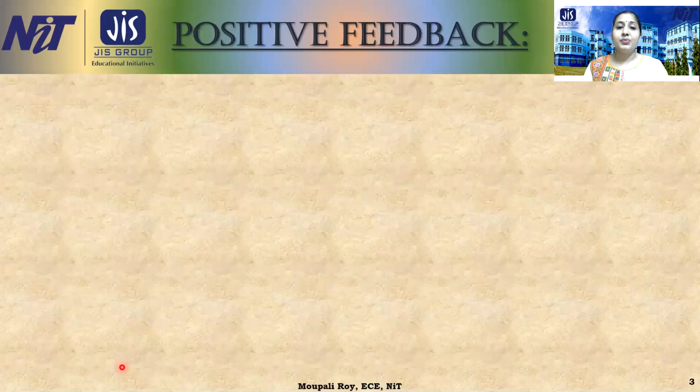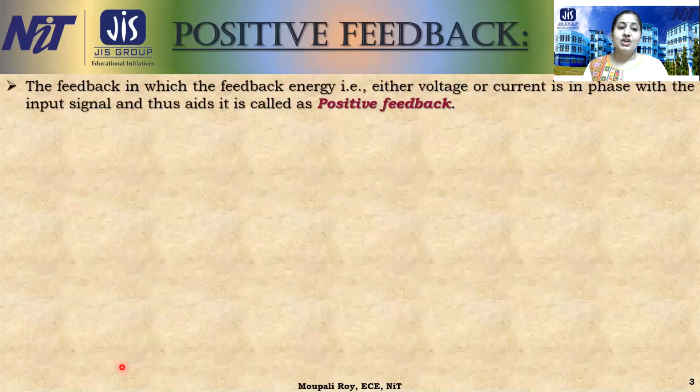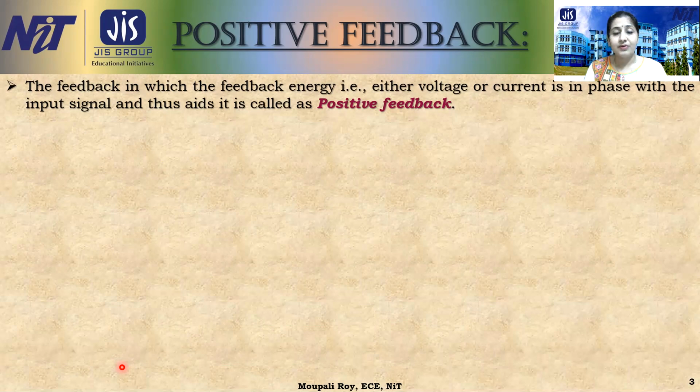Okay, so first we are discussing positive feedback. The feedback in which the feedback energy, either voltage or current, is in phase with the input signal and thus aids it, is called positive feedback. Whatever the phase of the input, the feedback is in the same phase. If it is in positive phase, we are getting the positive phase. Whether voltage or current, it does not change any phase in positive feedback.